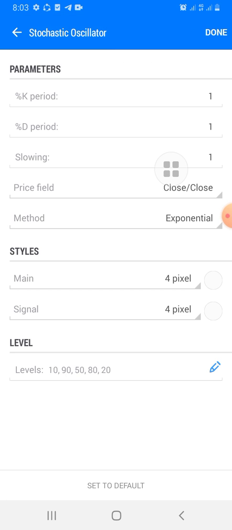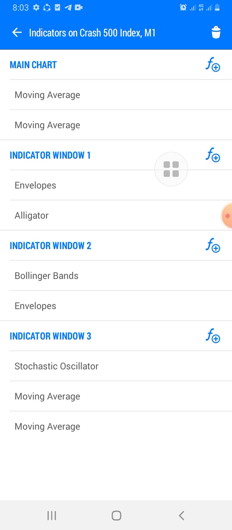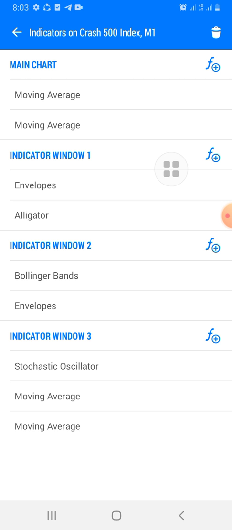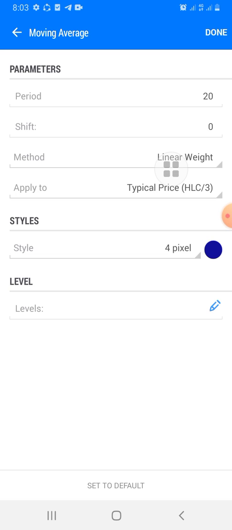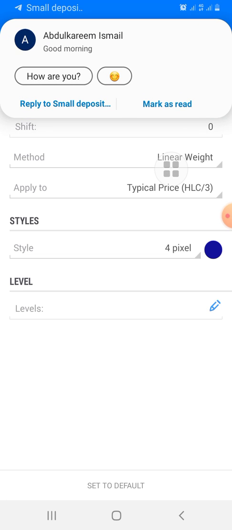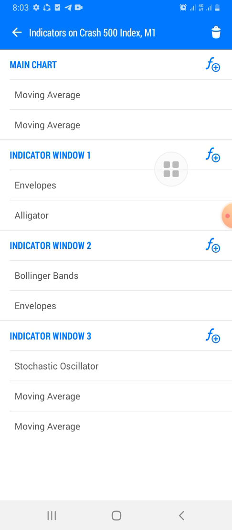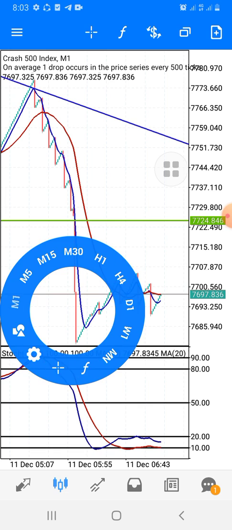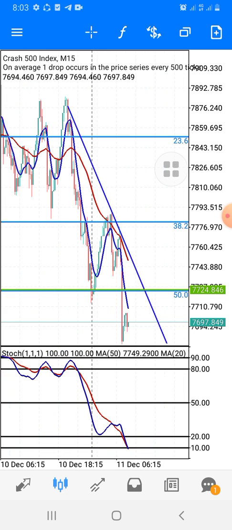Okay, now the next thing there is you put in your moving average period 50, shift 0, linear weighted, weighted close, just like the one on the main chart. The second one is a different one, period 20, shift 0, linear weighted, price HLC/3. I choose 4 pixels of blue, and that is how it is. Then you close, you say done, and here you are. This is where you are. So when you are here, you have already gotten the screen.